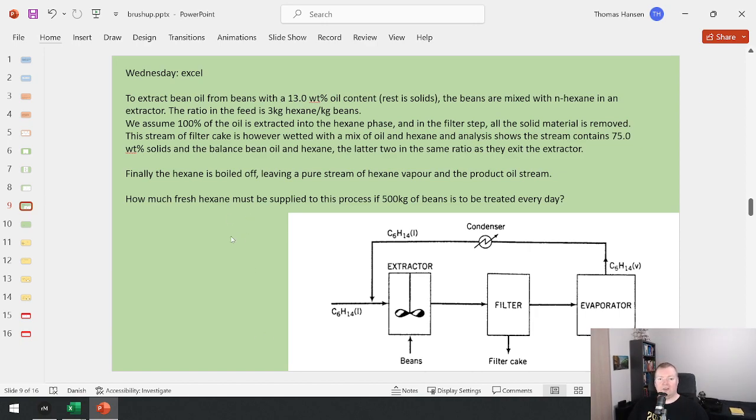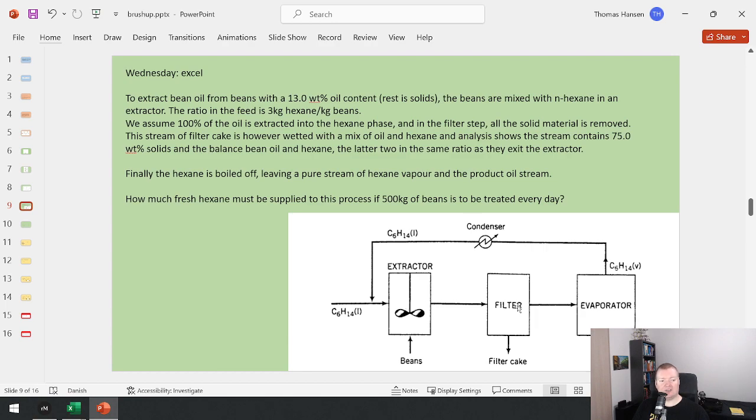Okay, so this one we have not done in class, so let's have a look at what the text says. This is a simple extraction where I want to send in some beans, where I want to extract some oil from them, and I want to use, I think it's hexane. Yes, I want to use hexane in order to extract the oils from those beans.